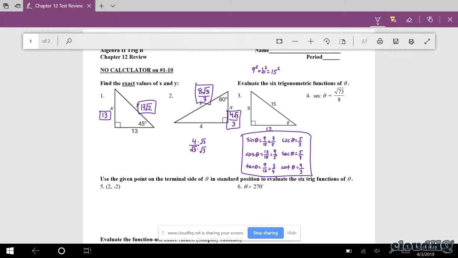Number 4, it might be helpful to draw a triangle. It doesn't have to be to scale. Give it a theta. It's a right triangle. We know that secant is the reciprocal of cosine. Cosine's adjacent over hypotenuse, so this is hypotenuse over adjacent. So we'll label your hypotenuse as square root of 73. Your adjacent is 8, and now we've got to figure out what the other side is. We can call it x, or a, for the Pythagorean theorem, and do your Pythagorean theorem.